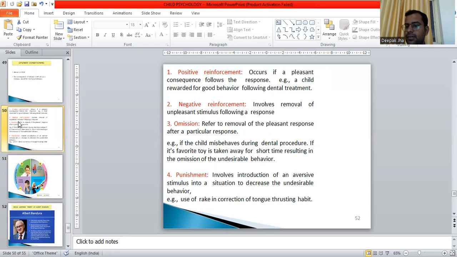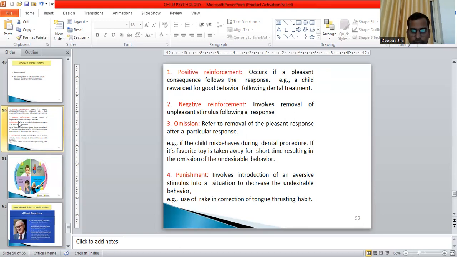Next is negative reinforcement. Negative reinforcement basically means removal of an unpleasant stimulus following a response. So for example, suppose you are using an eroder for doing a class 1 cavity in a child, and during the cavity preparation in the enamel or the dentine, the child experiences a little bit of pain. So there is negativity towards the eroder. So what you do is negative reinforcement.